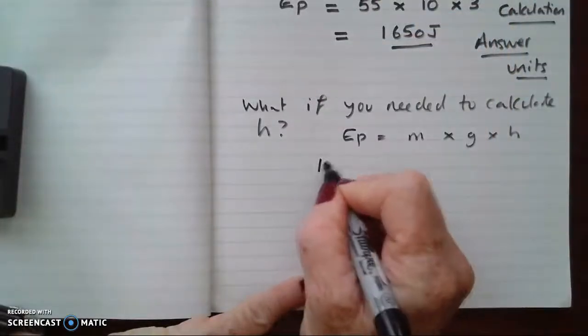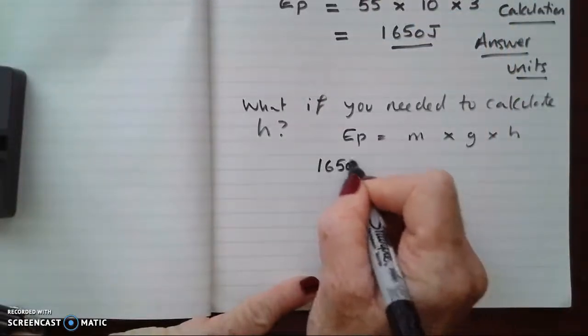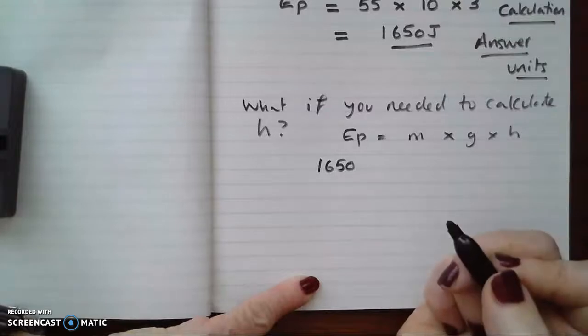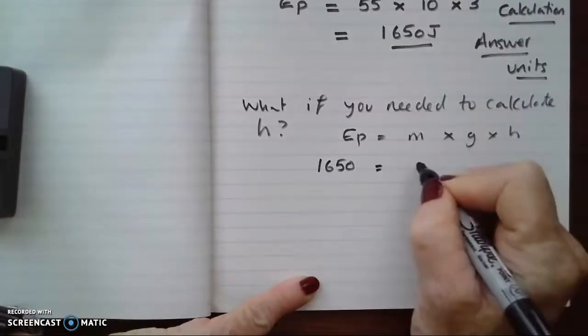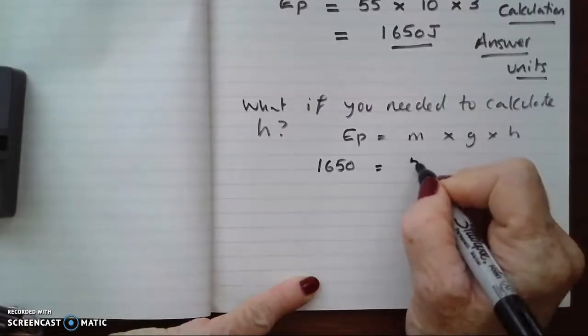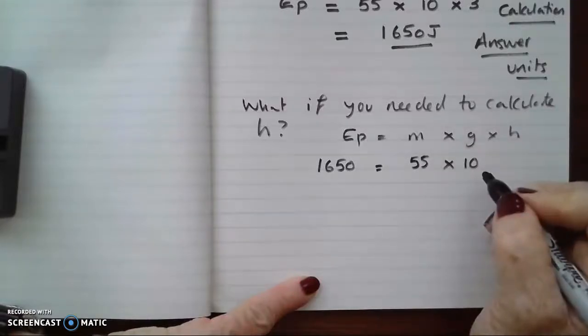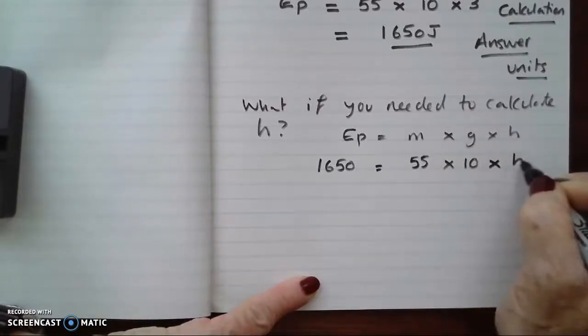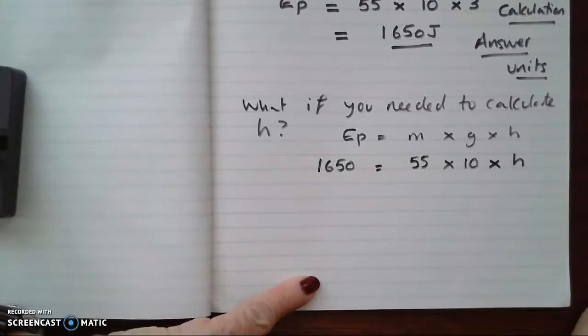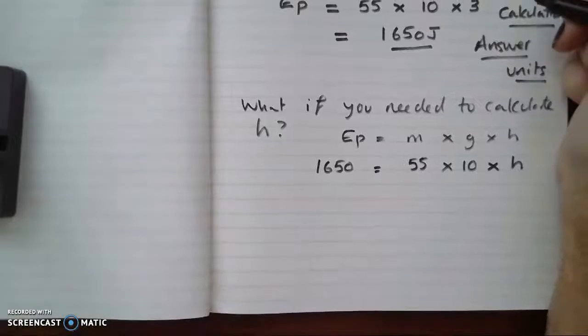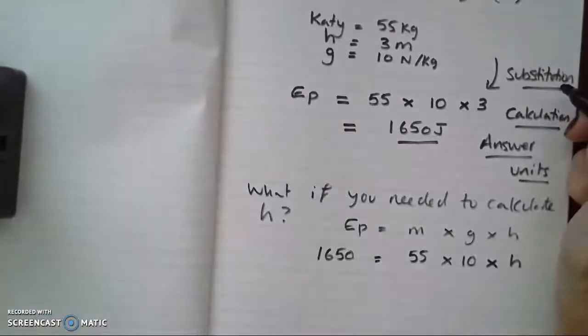Okay? And let's say, well, we'll use this question, okay, already. So we know our EP is 1,650 joules. Okay? Let's say we know our mass, which we did because it was 55. Gravitational field strength is 10. But let's pretend we didn't know what the height was. So how would we work that out? Can you see what I've done? I've substituted the numbers into the equation and just left our unknown. So we're still going back to meet that original substitution.